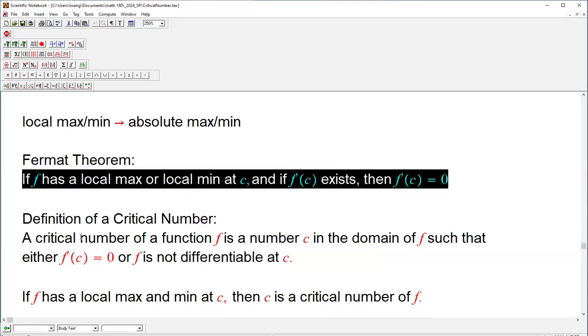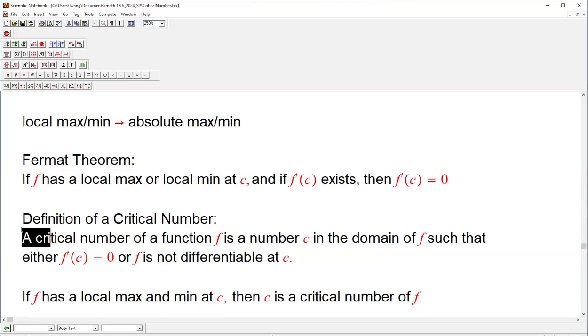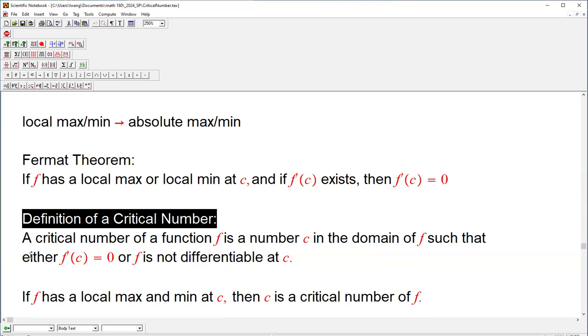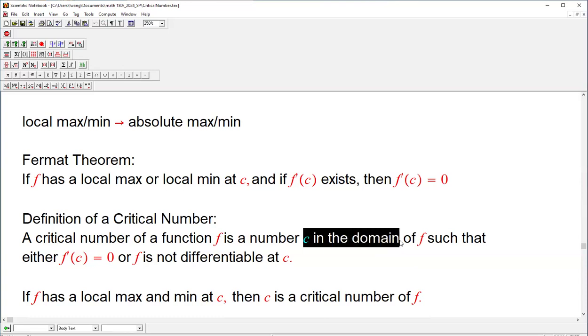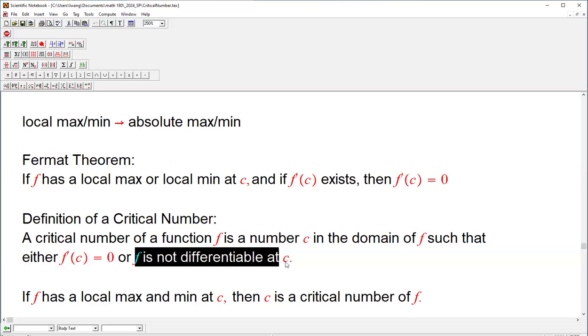We define critical number. A critical number of a function is a number C in the domain. C has to be in the domain first. And secondly, either the derivative equals 0 or f is not differentiable at C.